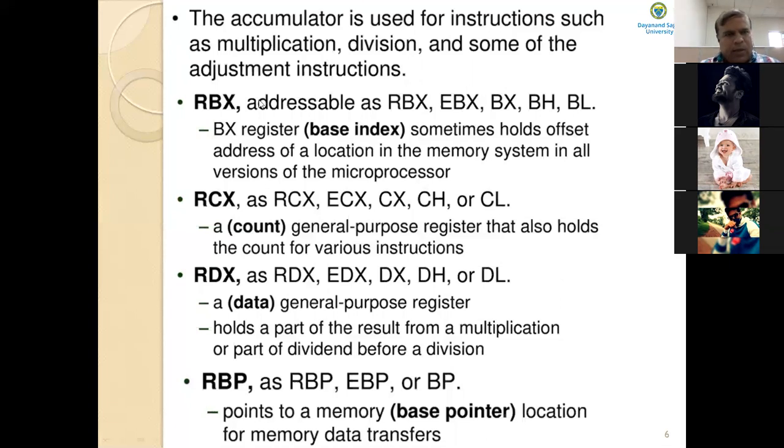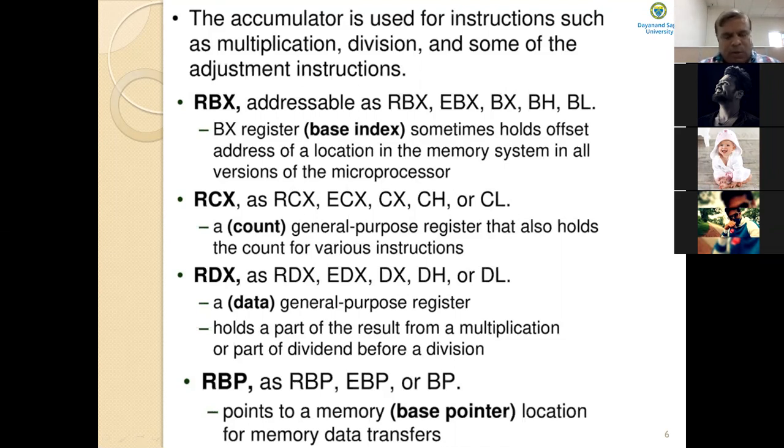Yeah. So then another multi-purpose register is RBX. This RBX register can be addressed as RBX as a 64-bit register, as a 32-bit register EBX, as a 16-bit register BX, or as two 8-bit registers BH and BL. This BX register is also called the base register, because sometimes it holds the offset address of a location in the memory system in all versions of the microprocessor.